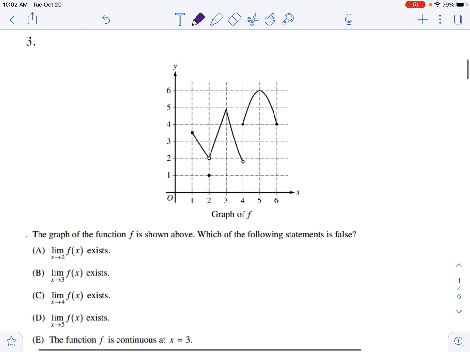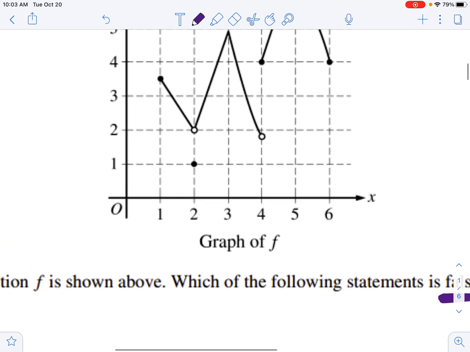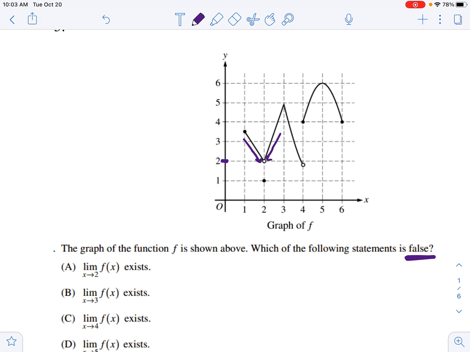Okay, moving on to number 3, we have a graphical function here, and we're looking at some limits. The graph of the function f is shown above. Which of the following statements is false? Okay, so we've got to find the one that's not true. A, the limit as x approaches 2 of this function exists. Is that true or false? Well, as x gets close to 2 from both sides, the y value also gets close to 2. So that limit exists. That's true.